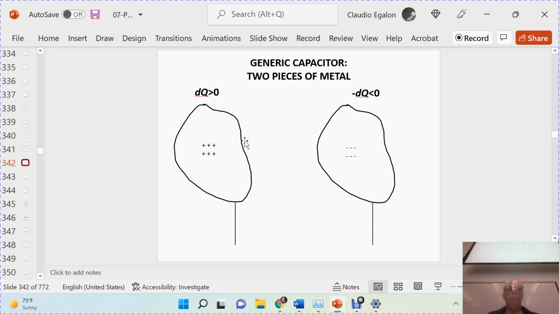We start with a small amount of positive charge on the left piece of metal, and a small amount of negative charge on the other side. Okay, because we have this difference in charge between one another, we create a difference of potential. Every time that we have a charge distribution, we have a difference of potential. If we have a difference of potential, we have potential energy. Okay, there is a relationship. Remember that there is a relationship between electric potential and potential energy.